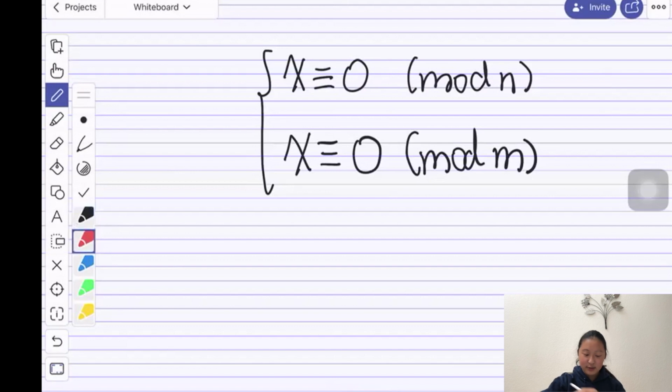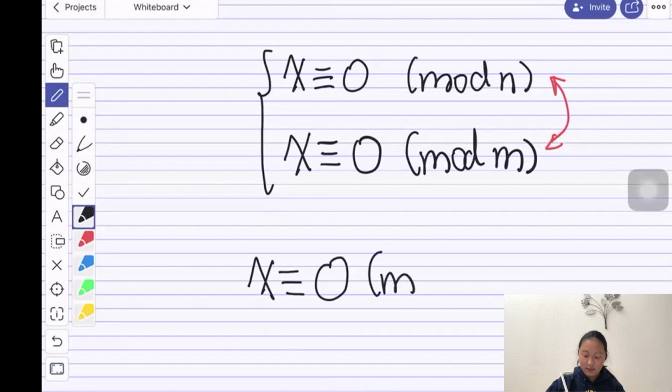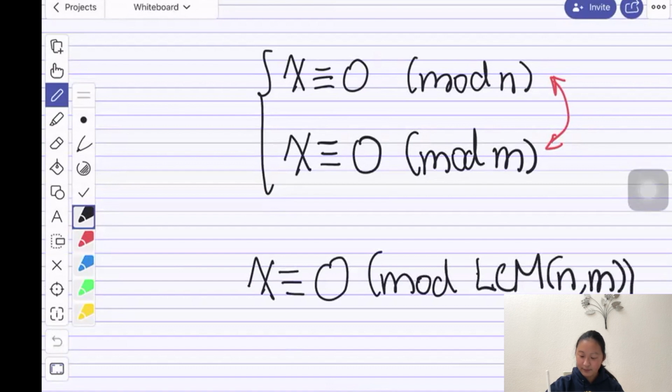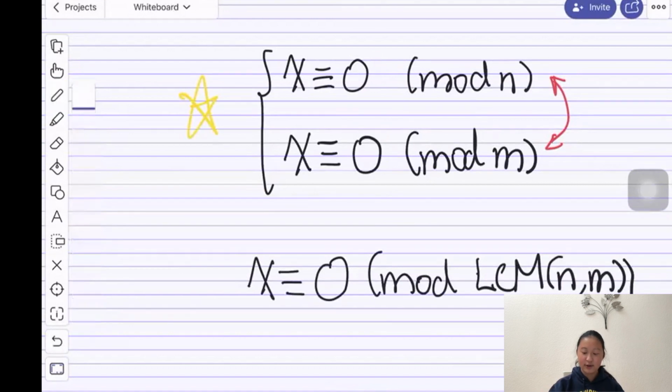So then these two show us that x is a common multiple of n and m, which can be rewritten as x is congruent to 0 mod the LCM of n and m. This is a very key important thing in my method, so please keep this in mind. Okay, now let's get back to the question.